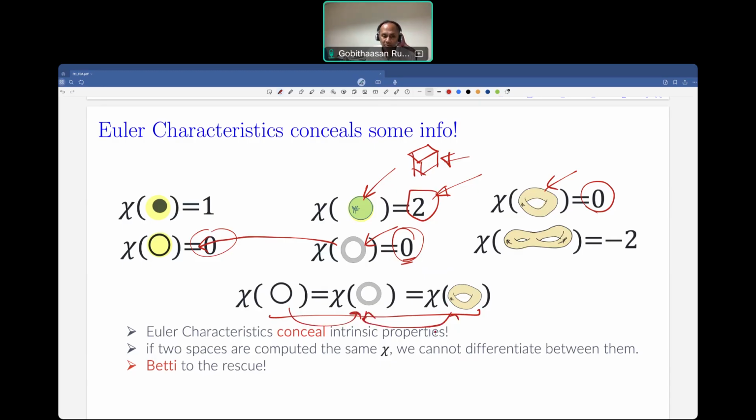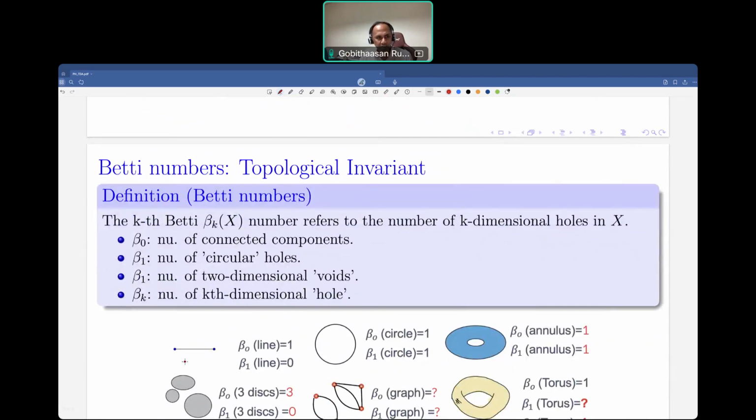So we can also go a little bit further and look at Betti numbers. What is a Betti number? The kth Betti number, we encode with the Greek letter beta. The kth Betti number of a given data set X refers to the number of k-dimensional holes in X. For example, Betti 0 represents the number of connected components. Betti 0 does not really encode holes, whereas Betti 1 is the number of circular holes, so one-dimensional holes.